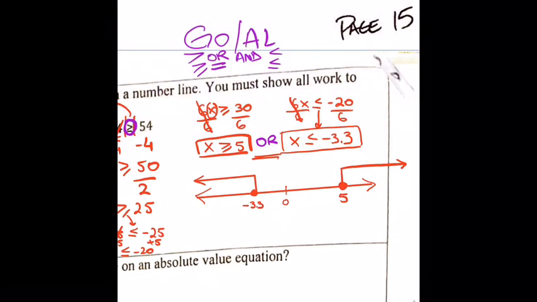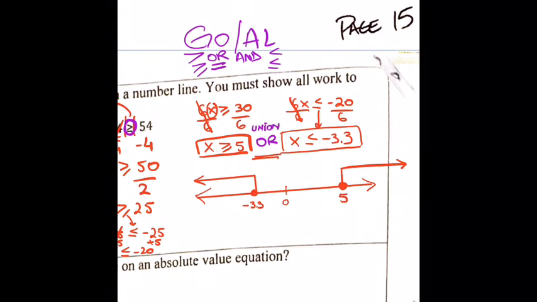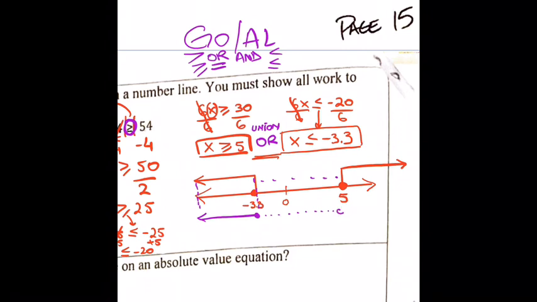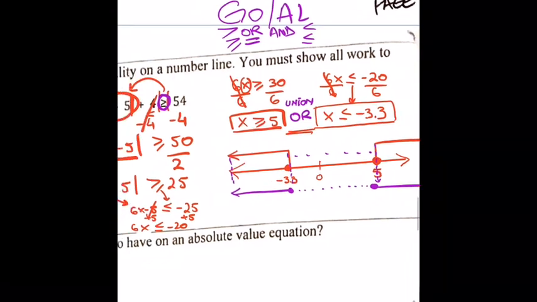And as always, whenever we have a compound inequality, we need to graph the final answer. So remember again, OR stands for union. So I'm taking my two lines and putting them together into one. My first one goes from the left all the way to negative 3.3. There's no answer lines in between. Then I bring down that second line, which is from positive 5 all the way to the right. So my final answer looks like a combination of the two lines put together.